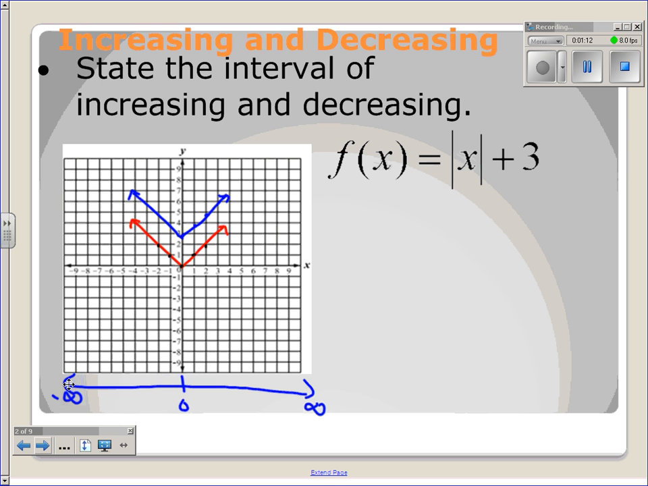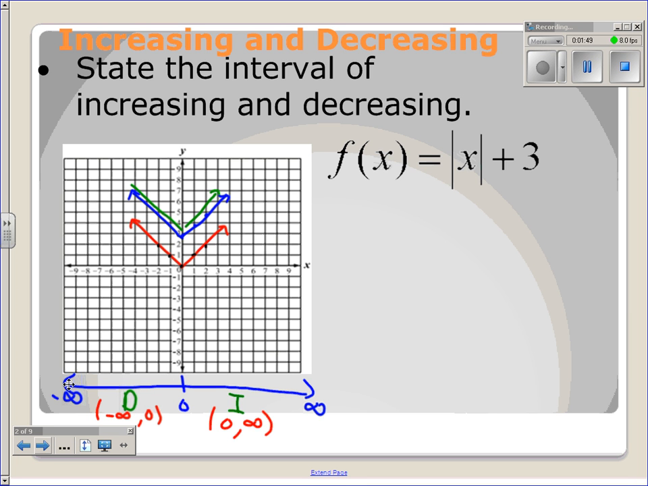Now, increasing is where the graph is going up, and decreasing is where the graph is going down. So if we trace this from left to right as we're reading a book, the blue graph is going down to start with. So it's decreasing, and then we're going up. So then it's increasing. So we're just going to put these two together, negative infinity and 0. And we're going to put 0 and infinity together.